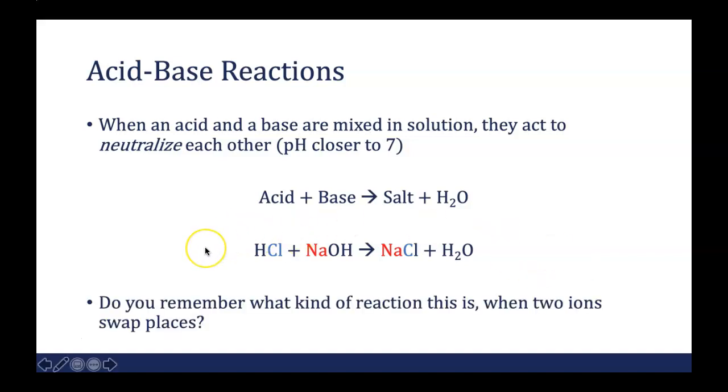So looking at this reaction, do you remember what type of reaction this is when two ions are swapping places? Well, this is a double replacement reaction. So acid-base reactions are typically double replacement reactions. We're swapping ions between our two species, and one of the ions that's going to be moving is our H plus, or proton.